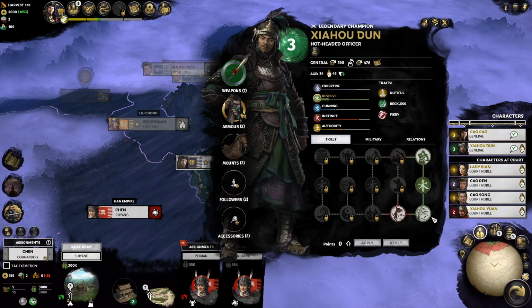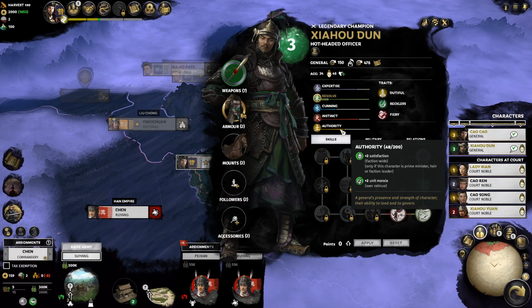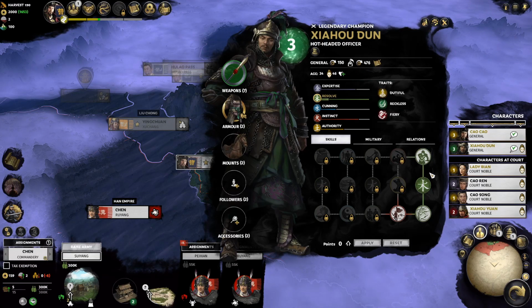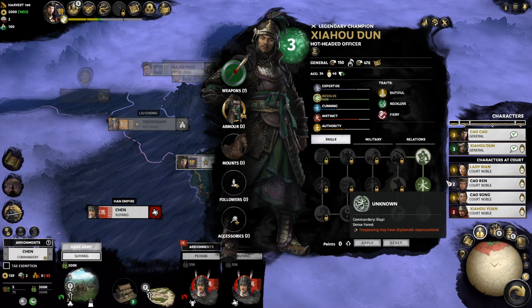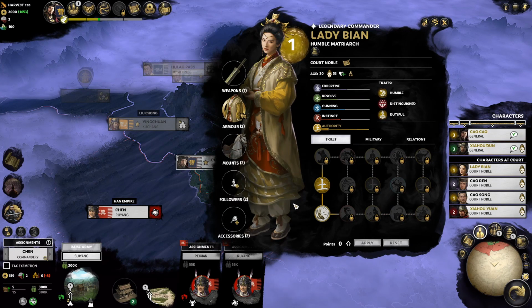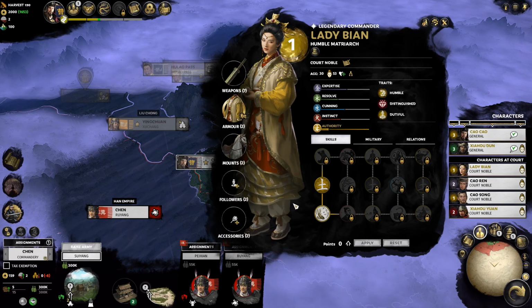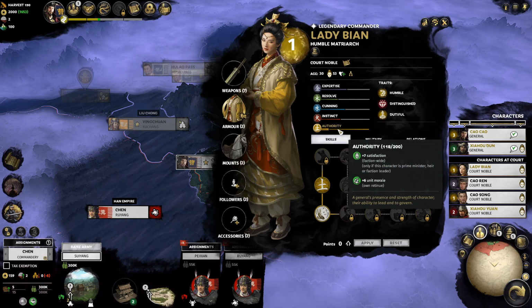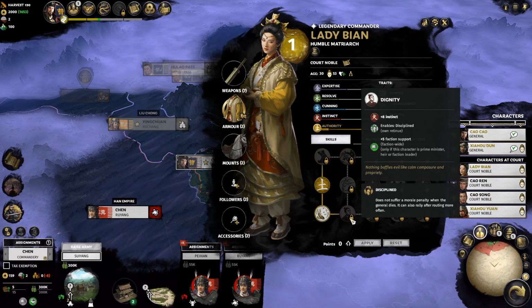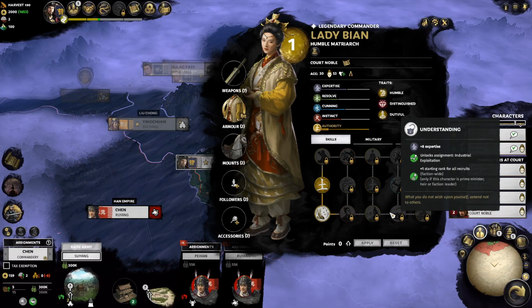So two bonuses on champion. Also low authority. So that pretty much solves it, and we want a character who is commander. And in our case, Lady Bian, our wife, is actually perfect for this role. Not only is she a commander with high authority, she also has available skills coming up as we can unlock them as she ranks up.